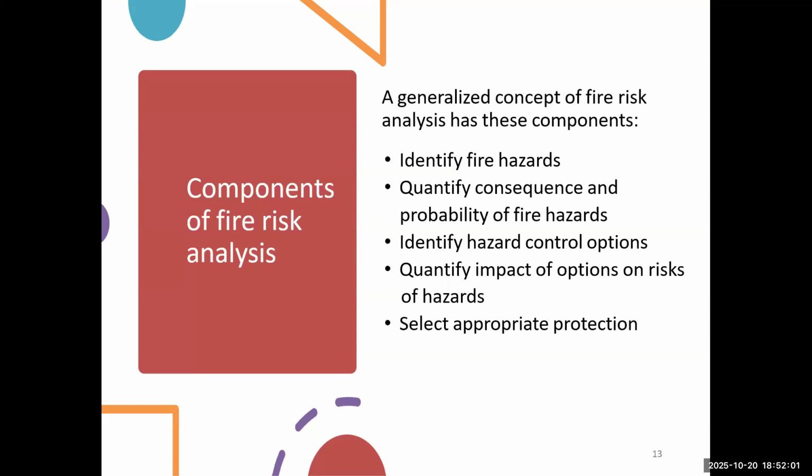With that understanding, we can then brainstorm and identify various options to control this hazard. And the next crucial step is to quantify how much each of these control options would actually reduce the original risk. This allows for a direct comparison of their effectiveness. And finally, we select the most appropriate protection strategy. That is a decision now informed by a clear analysis of data, such as the cost, the benefits, and most importantly, the level of safety achieved.